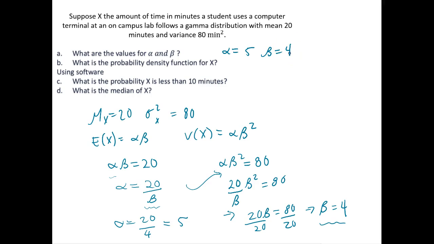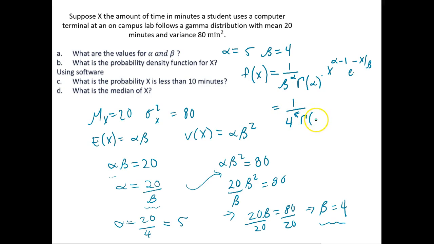So what then is the probability density function for X? Well, f of X, because it's a gamma distribution, is going to be equal to, I'm going to do the general form first, 1 over beta to the alpha, gamma of alpha, times x to the alpha minus 1, e to the negative x divided by beta. So if we plug in our alpha and our beta for these problems, then we get 1 over 4 to the 5th gamma of 5 times x to the 4th, so 5 minus 1 is 4, e to the negative x over 4. All right, so this is then our probability density function.